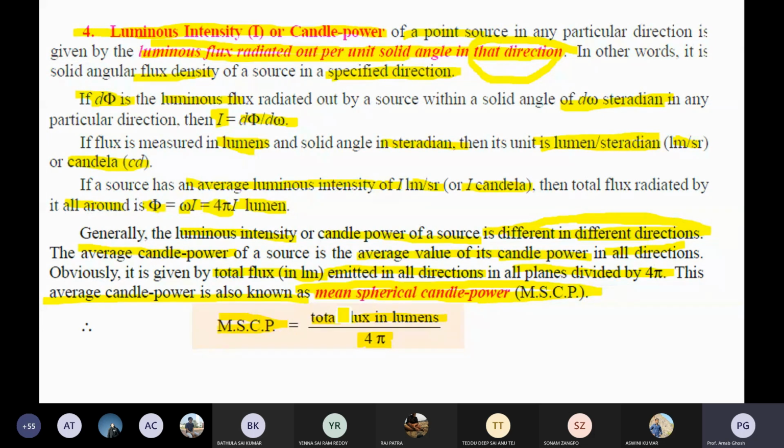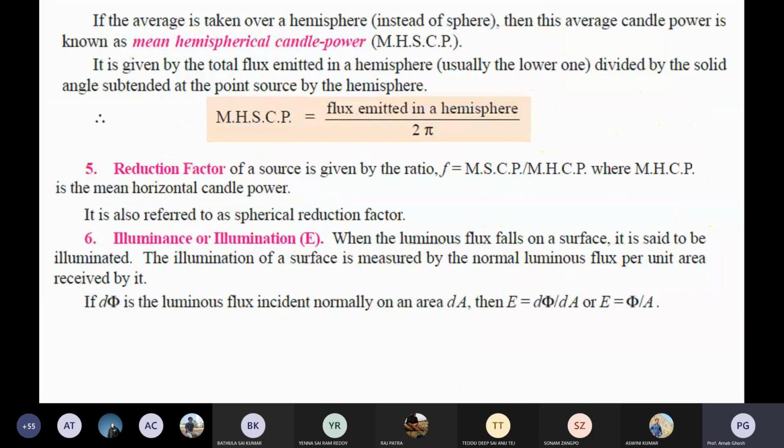Where MACP is the mean horizontal candle power. So H is your mean horizontal, not hemispherical. In the case of a hemisphere it is MHSCP, hemisphere HS, but if it is only horizontal, it is horizontal candle power. F is also known as the spherical reduction factor.